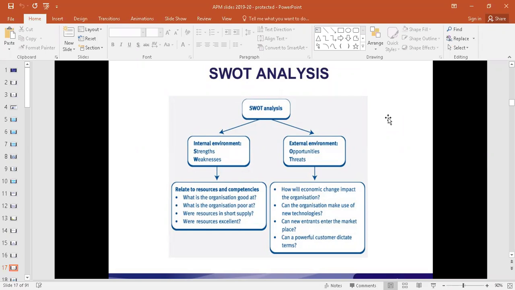And in the external environment, there are opportunities and there are threats present for them. So how do they explore them? Some of the examples given here are: how will economic change impact the organization? Can the organization make use of the new technologies?